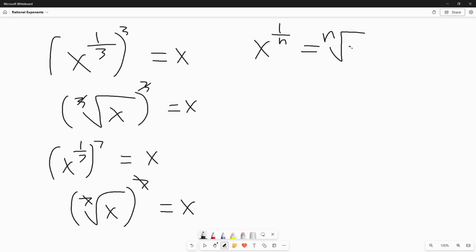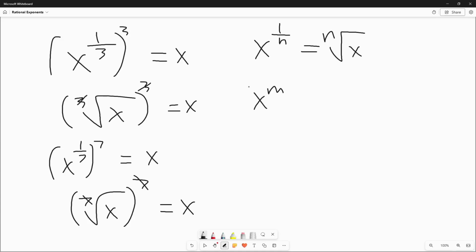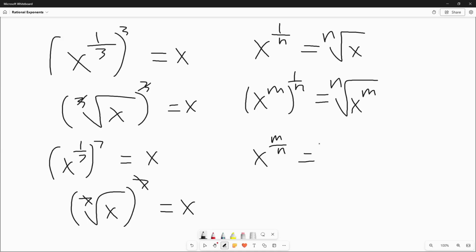So this means that x to the power of 1 over n is equal to the nth root of x. And this rule doesn't only work when the numerator of the fraction is 1. Since x is just a variable, we can replace it with anything else. So let's replace x with x to the power of m and rewrite the equation. So x to the power of m raised to the power of 1 over n is equal to the nth root of x to the power of m. And this simplified is x to the power of m over n is equal to the nth root of x to the power of m.